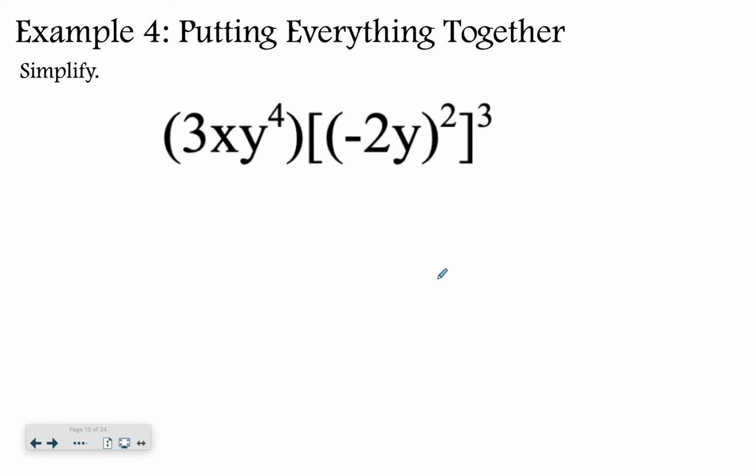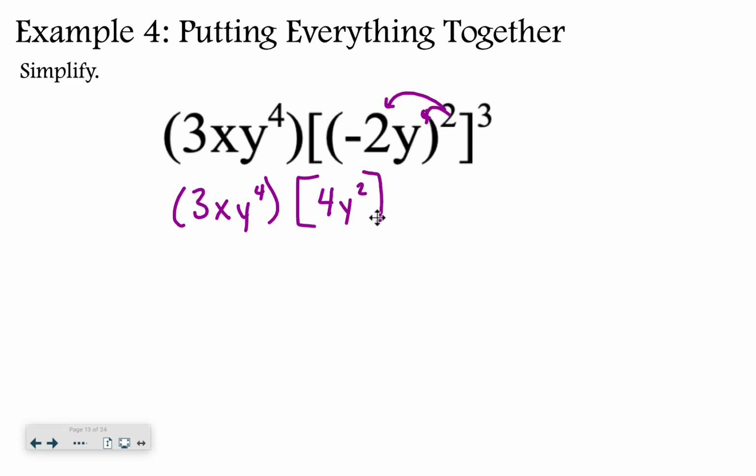So now example 4 is us putting everything that we've talked about so far together. All right, so if I look at this first set of parentheses, there's nothing that I can combine or simplify. But if I look over here, I see I have some powers to powers, and what I need to do is simplify that first. So I'm going to leave the 3xy to the 4th as is, and then I'm going to start by distributing this 2. So negative 2 squared becomes 4, and then y to the second power, or y to the first times 1 times 2 is 2. All right, and then that's all raised to the third power.